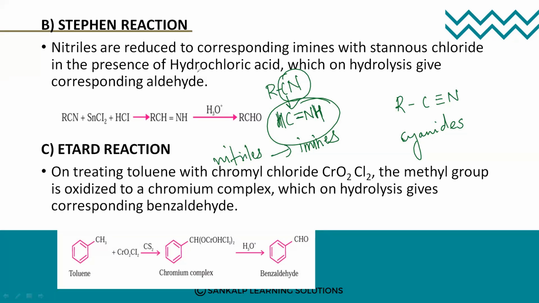So nitriles are reduced to imines with which agent? It is stannous chloride. The reagent we are using for reduction is stannous chloride in the presence of HCl, that is hydrochloric acid. So nitriles are reduced to the corresponding imines with stannous chloride in the presence of hydrochloric acid, that is HCl.